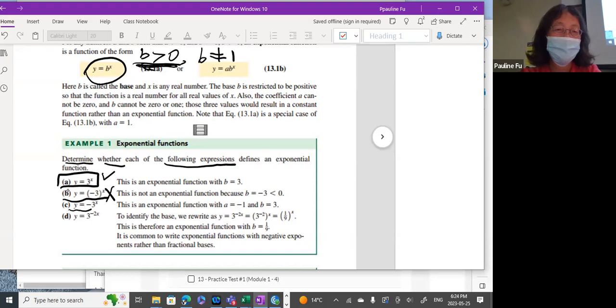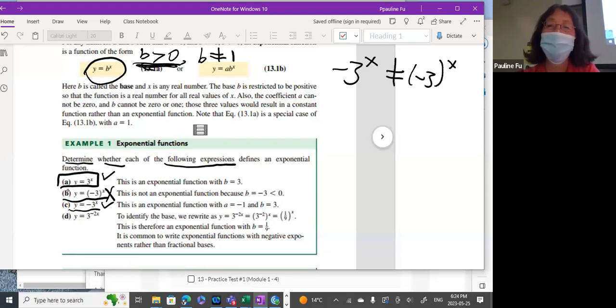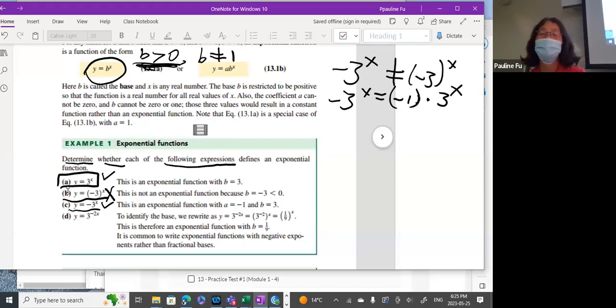Okay, next one, y equal to negative 3 raised to power x. Is this an exponential function? I would say yes, because this negative 3 is not the base. This is equal to negative 1 times 3 raised to power x. So it is an exponential function.